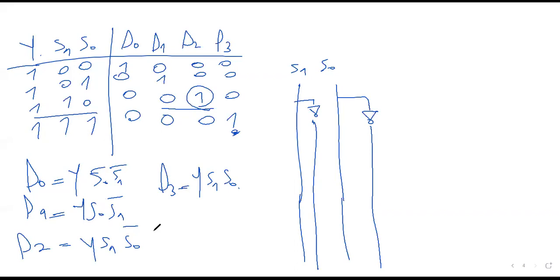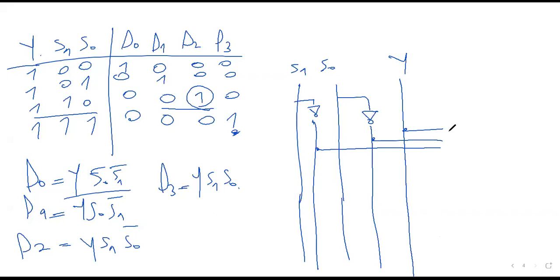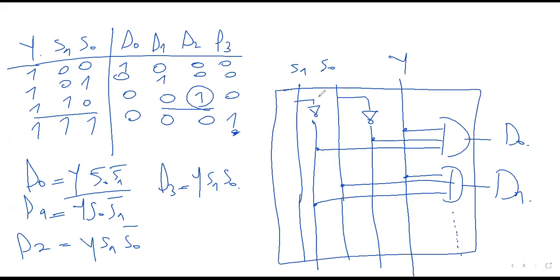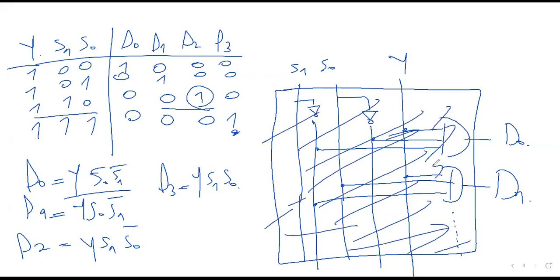You then go and draw your logic circuit. So add my Y right here. So to get D0 is Y, S0 bar, S1 bar. And this is my D0. I do the same for D1, Y, S0, S1 bar. I do the same for D2. I do the same for D3, etc. My circuit is like this. Everything else is inside. This is what you design. But what is inside are all those gates. You only have outputs, inputs.